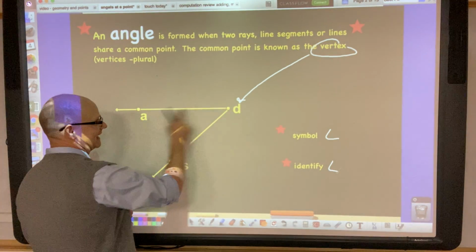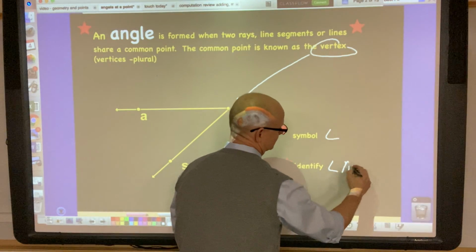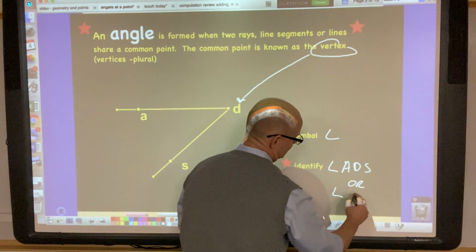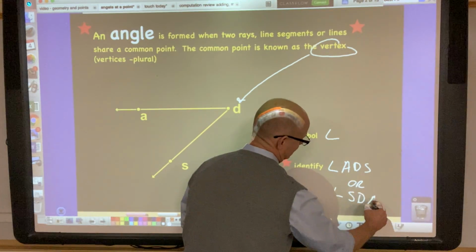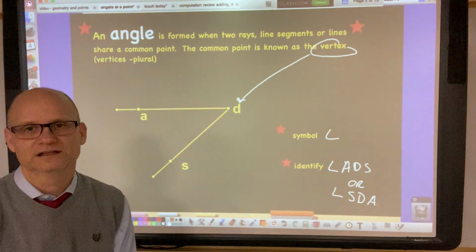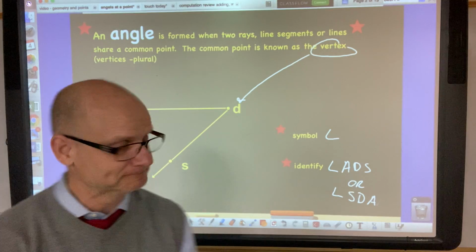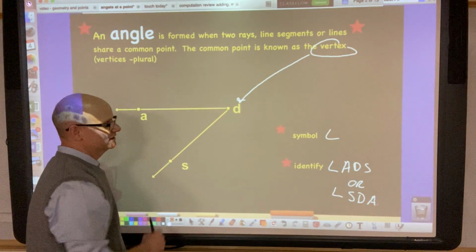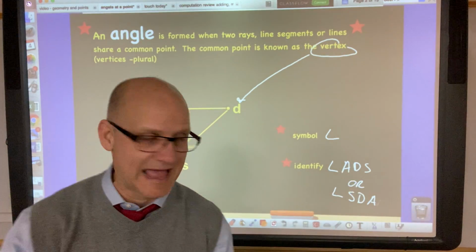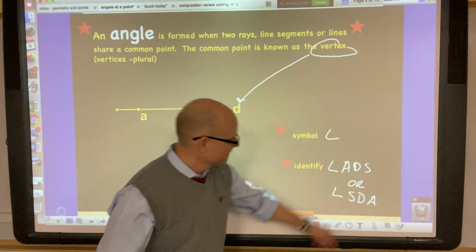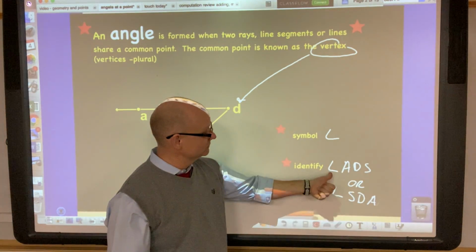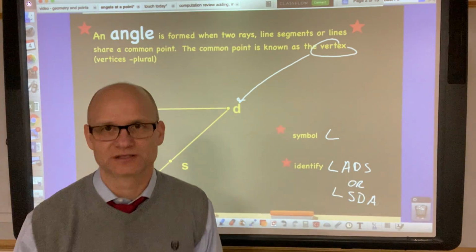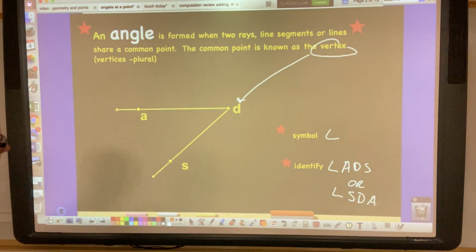So this could be angle ADS, or you could say angle SDA. Either will work, okay? But you can't call this angle DSA because the vertex point has to be in the middle. So notice when we identify an angle, we use the symbol to the left, and we use 3 points, and the vertex point has to be in the middle. Very important to remember.